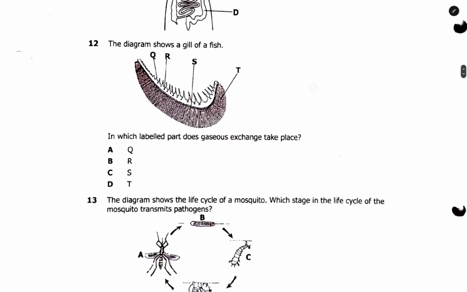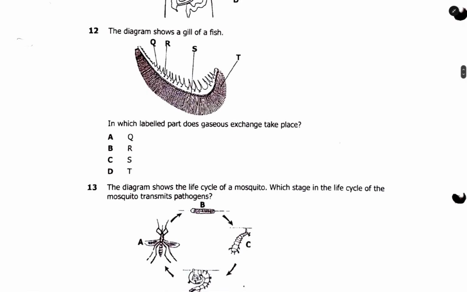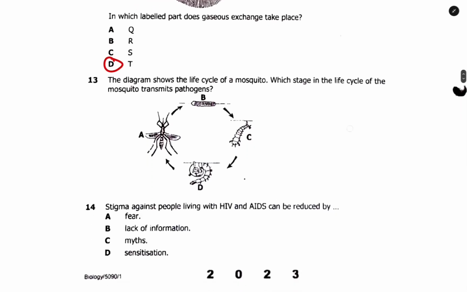Then of course, let us look at question 12. The diagram below shows the gill of a fish. The question is, which labeled part does gaseous exchange take place? So gaseous exchange takes place in the gill filament, which is T. So D is the answer. And of course, in paper 2, I think we have a question on just the gill that we are going to answer. Okay.